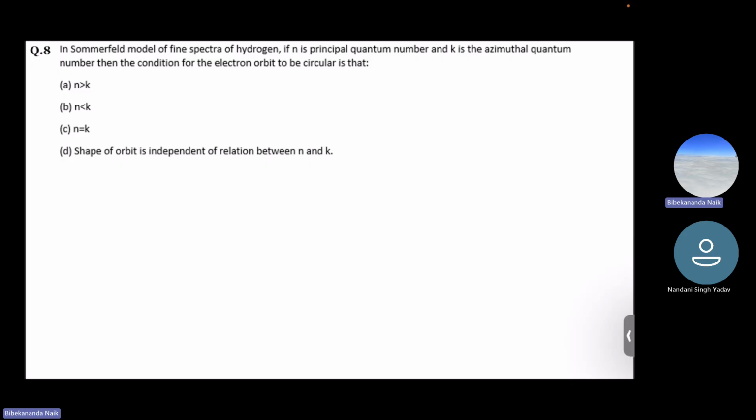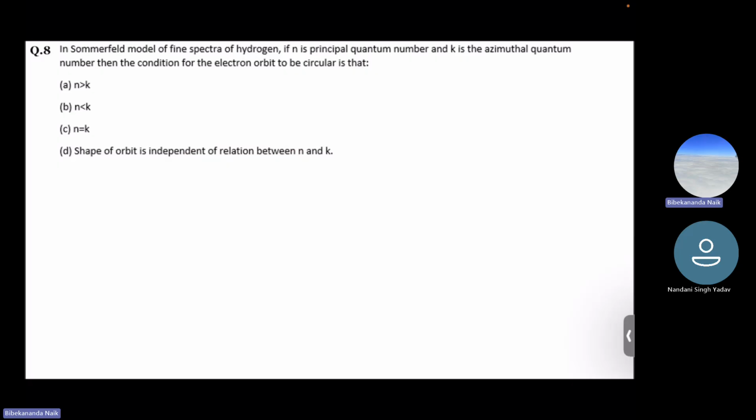The question says, in Sommerfeld's model of fine spectra of hydrogen, if n is the principal quantum number and k is the azimuthal quantum number, then the condition for the electron orbit to be circular is, options are option A n greater than k, option B n less than k, option C n equals k, or option D the shape of the orbit is independent of the relation between n and k.